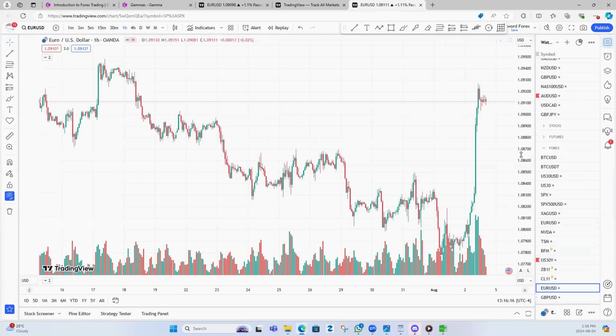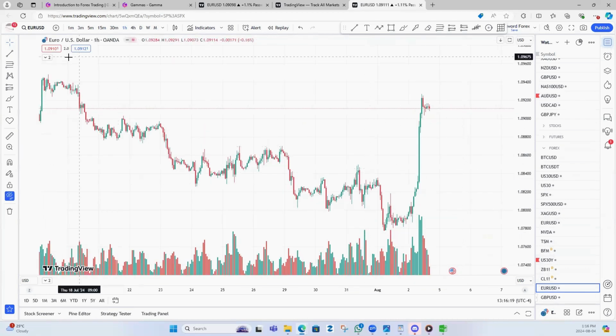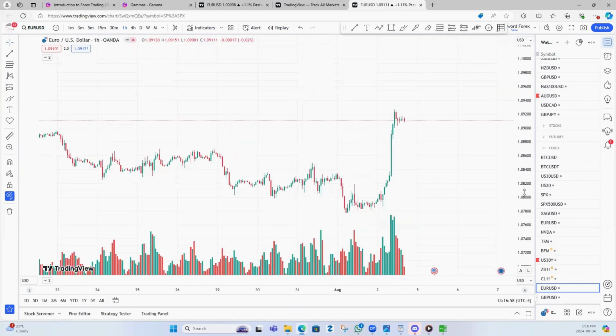This is the chart of Euro US dollar. You can see Euro is the first currency, US dollar is the second. So this is the base currency, and this is the quote currency. These are the prices right now, the bid and ask price. Euro is being traded at this time at 1.0910. This is the bid price and the ask price, 1.09112, and this is how much the spread is, a 2 pip spread. This is the chart of Euro US dollar.